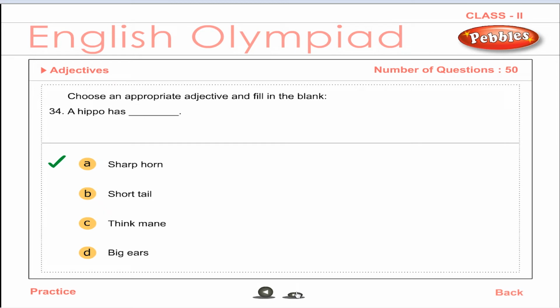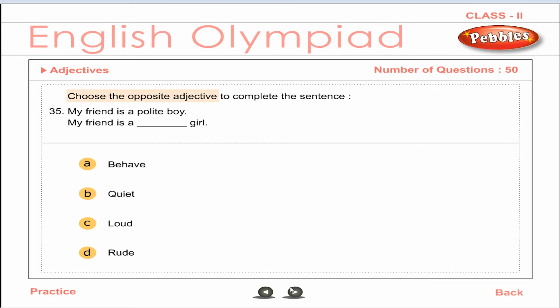Choose the opposite adjective to complete the sentence.